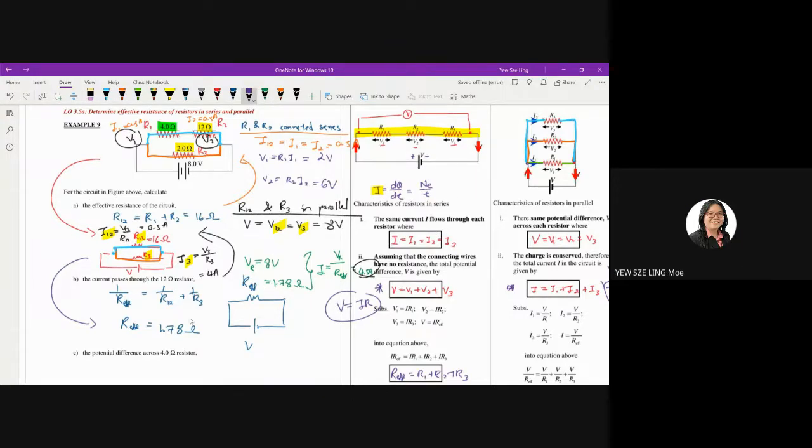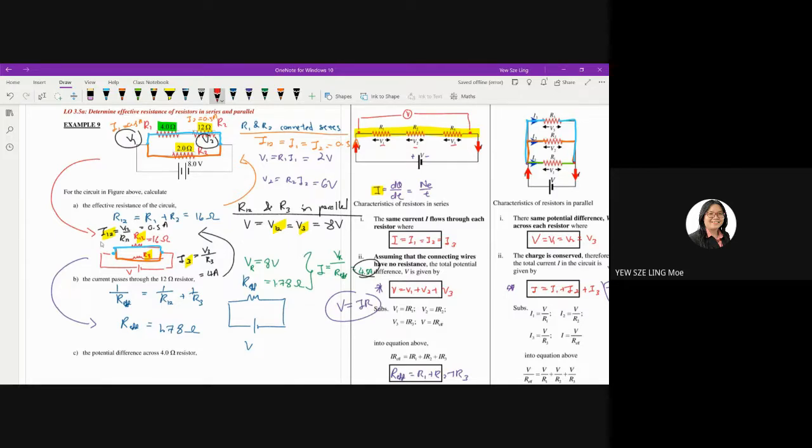You get all the information. Do you see? You only make one round. From the original diagram, you simplify it until you get R effective. And then from R effective, you go back, turn back until the original diagram. Then you can get I, V, and R for every single component.